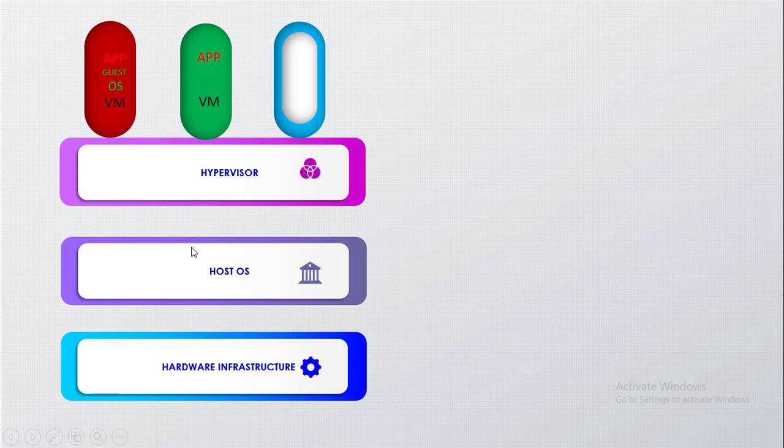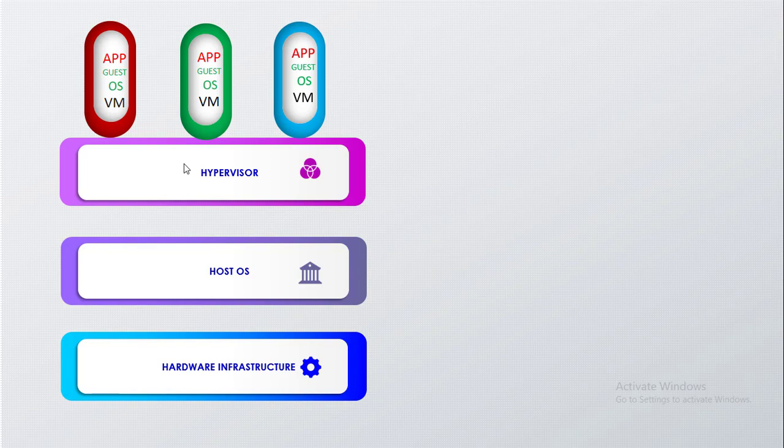But now you want to create multiple virtual machines, so you need to install hypervisor software. Using the hypervisor, you are able to create virtual machines. So you have installed the hypervisor, and after that you have installed the virtual machine guest OS, and on top of the guest OS you are running your application. So it is a very costly process, right?